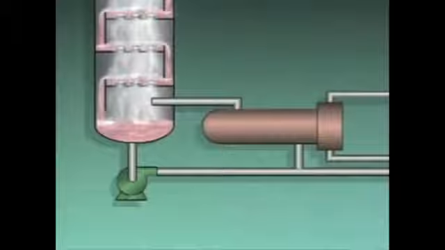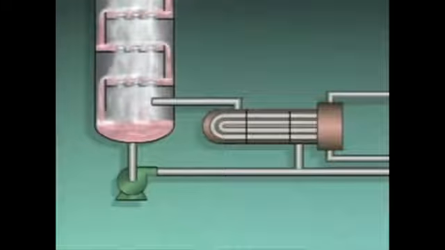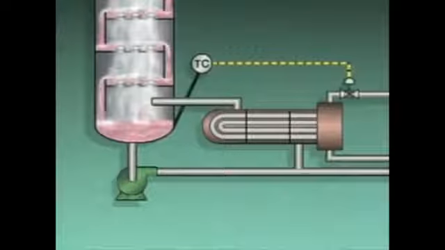In a shell and tube reboiler, steam is often the heating medium. The steam flows through tubes inside the reboiler, while liquid from the bottom of the column flows around the tubes through the shell of the reboiler. A temperature controller regulates the heat input to the column by signaling a control valve to adjust the steam flow to the reboiler. Changes in the steam flow to a shell and tube reboiler will affect the amount of vapor going up the column.